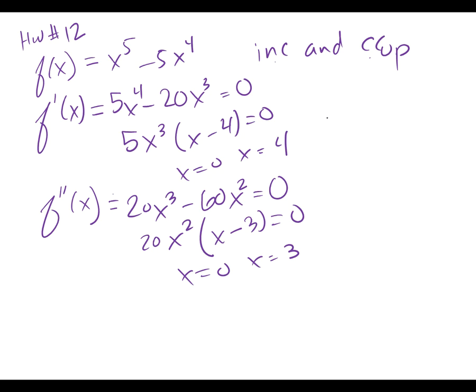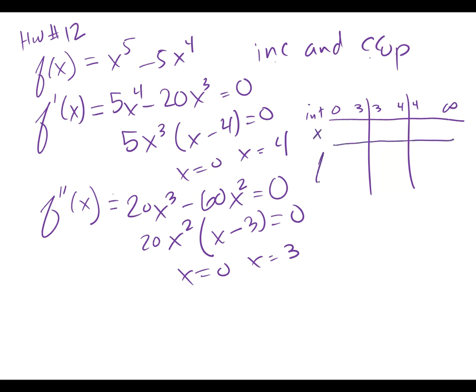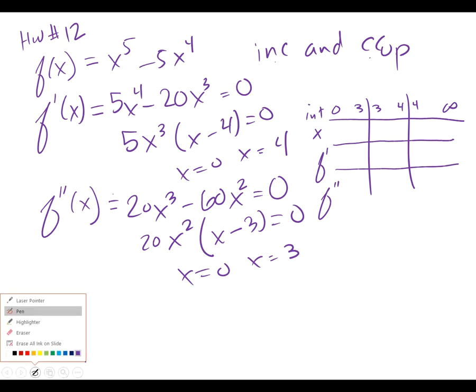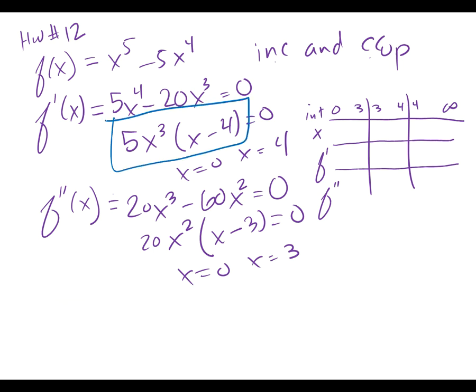Alright, so I've got my intervals. I'm looking from 0 to 3 first, then 3 to 4 next, and then 4 to infinity. Once you see this, it's going to make so much more sense. I need to know what's going on with F, so I'm going to have to substitute in two different places. This one here is my most simplified first derivative. This is my most simplified second derivative.